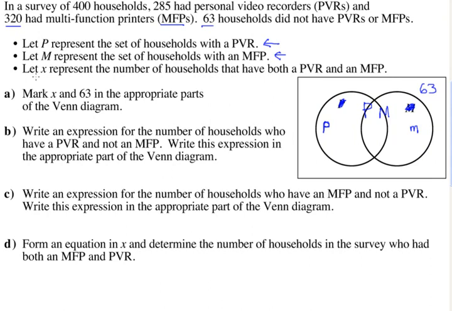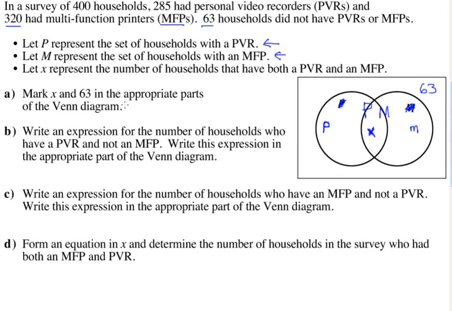And now they say use X for the number of households that have both. So here's our X. So big P, the people who have a PVR, would be little p and X combined. Big M, the people who have a multifunction printer, would be X and little m combined. Those are the two shapes that make up that circle. Fair enough? Sorry about all the labeling up front, but that's what they're asking us to do, and I'm trying to follow the examples so that I and the workbook kind of work in the same direction.